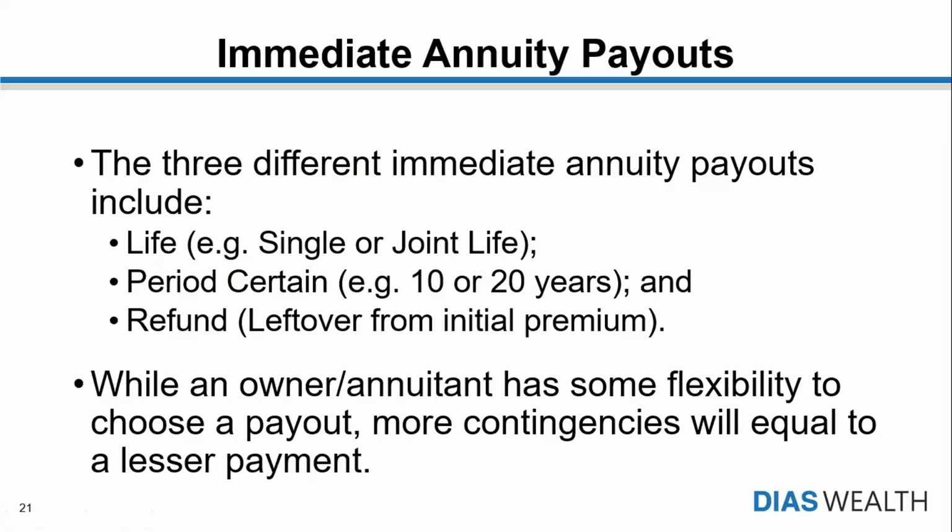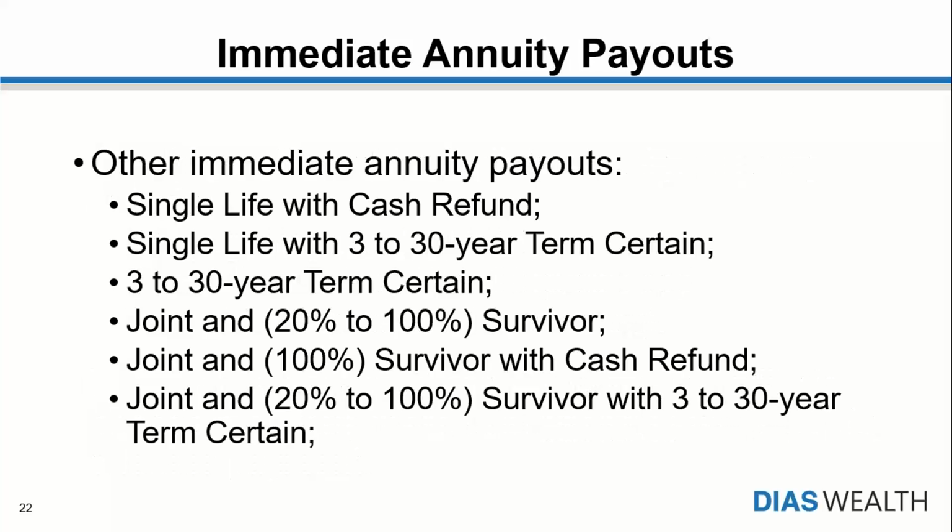So the 3 main immediate annuity payouts are life, where you can choose single or joint life, period certain for a set amount of years, and refund. And really there's a ton of combinations that you could do inside of these. The more contingencies that you put on the contract, the less of a payment you receive. Simple. Again, all the different types of payouts. You can just read through these.